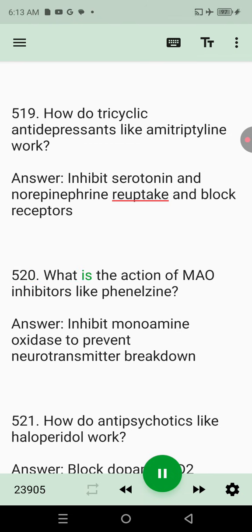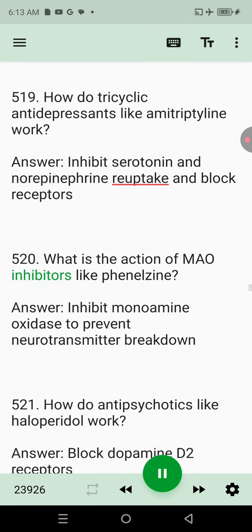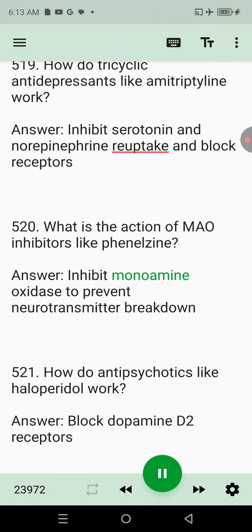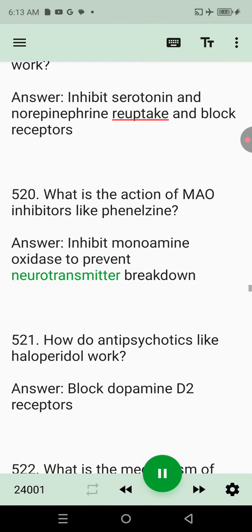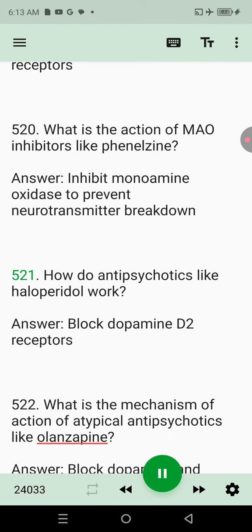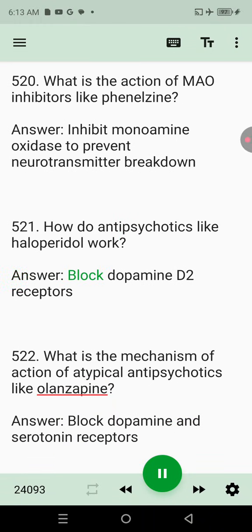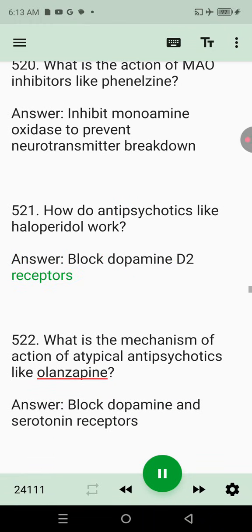520. What is the action of MAO inhibitors like phenelzine? Answer. Inhibit monoamine oxidase to prevent neurotransmitter breakdown. 521. How do antipsychotics like haloperidol work? Answer. Block dopamine D2 receptors.